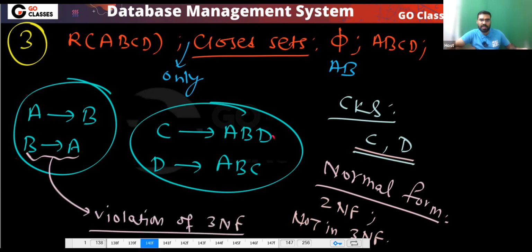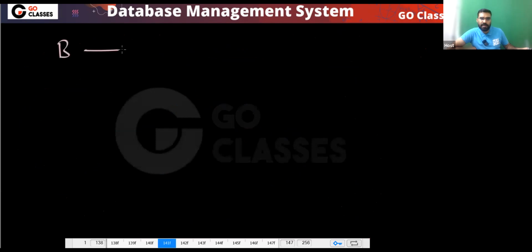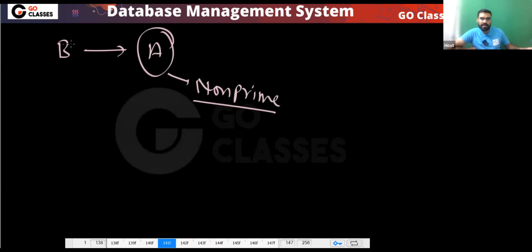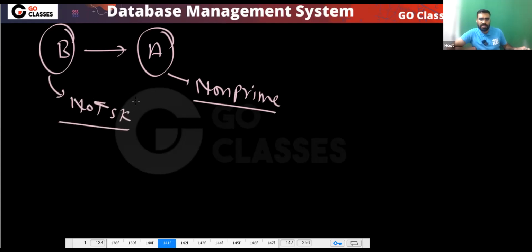Why is this a violation of 3NF? Because A is non-prime and B is not a super key. Yes or no? See, B is determining A. Here this is non-prime, and this is not a super key. So this is a violation of 3NF. This whole thing is the violation of 3NF.